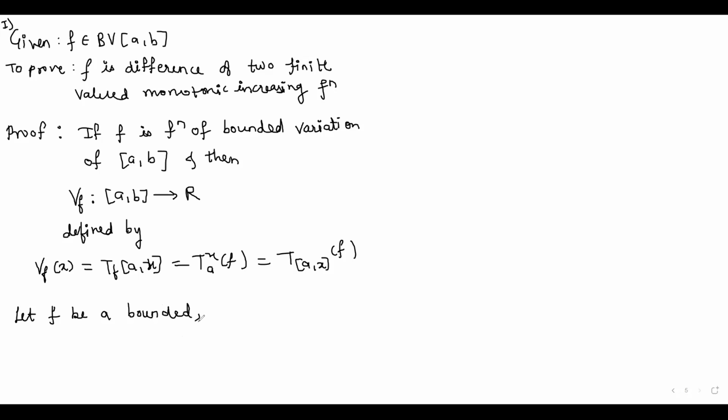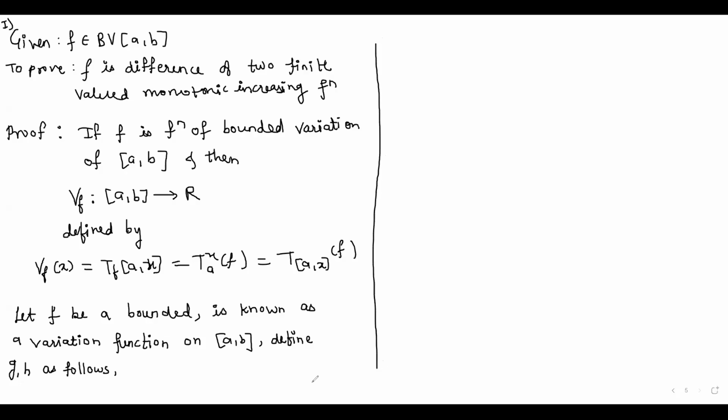Now we define two functions g and h as follows. g is defined as g equals 1 by 2 of the variation of f plus the function f, and h is defined as 1 by 2 of the variation of f minus f, and this g minus h is equals to f, that is f is a difference of these two functions. Now we only have to show that these two functions are finite valued and also monotonic increasing.